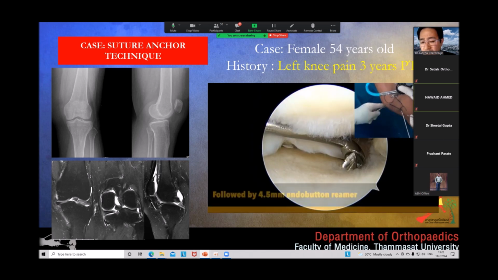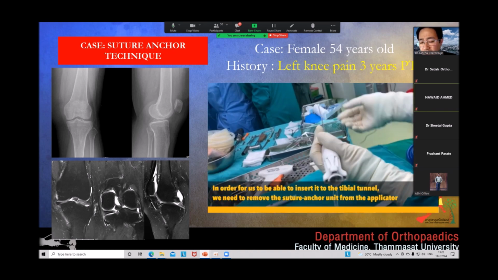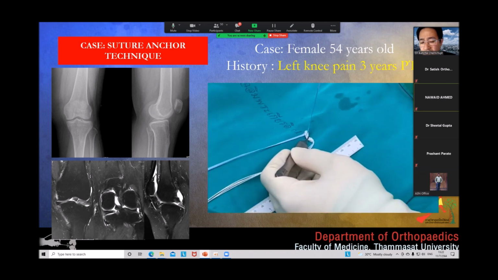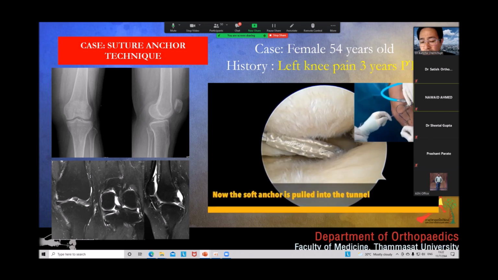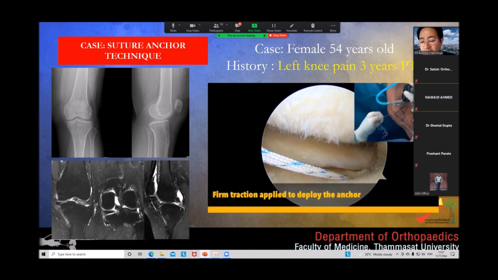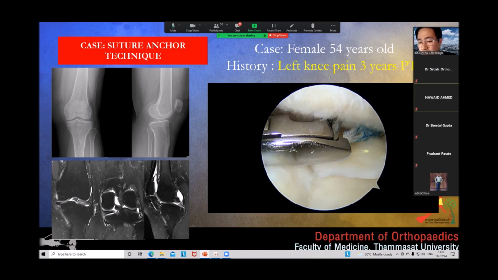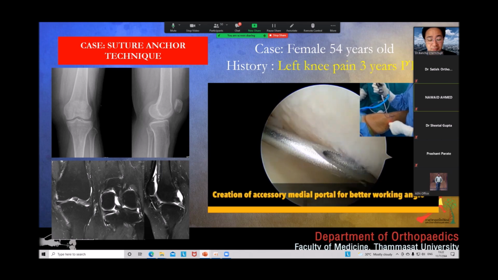This is a suture anchor. It's very simple. You make a transtibial tunnel first, and then you can use the soft anchor like Q-Fix or whatever, okay? And then you can drag the anchor into the joint. I use a mid-medial portal, okay? When you drag the anchor in, then when you pull it out, it's like a ball underneath the subchondral bone, yeah? And your fixation point is very close to the tear site. So I found better results after using this technique. You have less bungee effect. Okay.